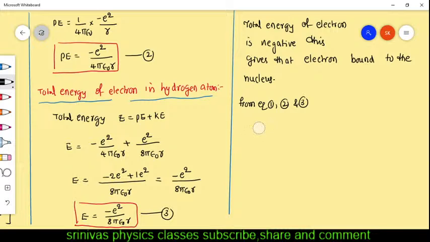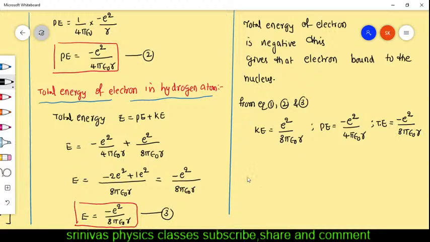What is the kinetic energy formula that you got here? The kinetic energy formula you got is E square by 8 pi epsilon r. And what is the potential energy formula? Potential energy formula you got is minus E square by 4 pi epsilon naught r. And what is the total energy formula that you got? Total energy TE is equal to minus E square by 8 pi epsilon naught r.